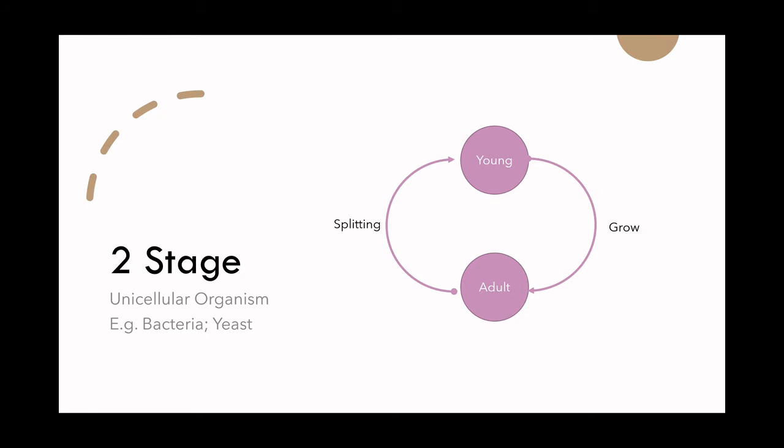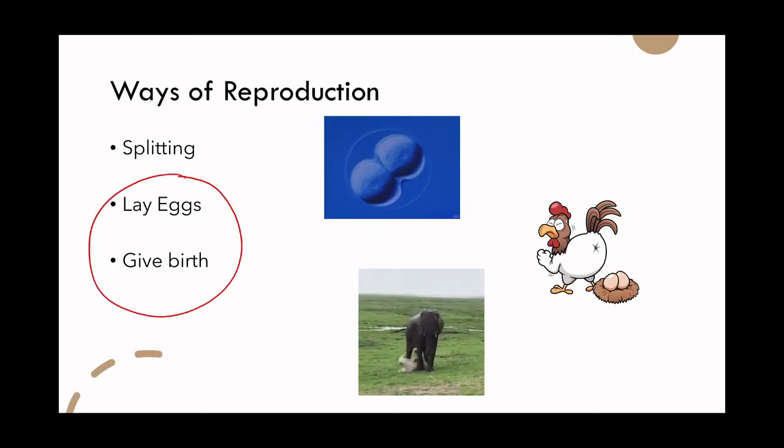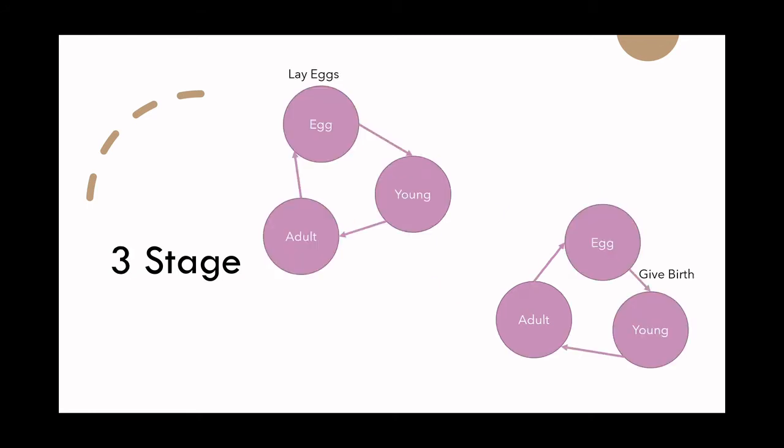So what they do is they'll grow up. Basically they don't become adult, they just become bigger. And after that, they split themselves, like what I showed you just now, binary fission. Splitting. So two stages only. I won't go much into details about this, so this is the only slide. We'll focus on three stages and four stages.